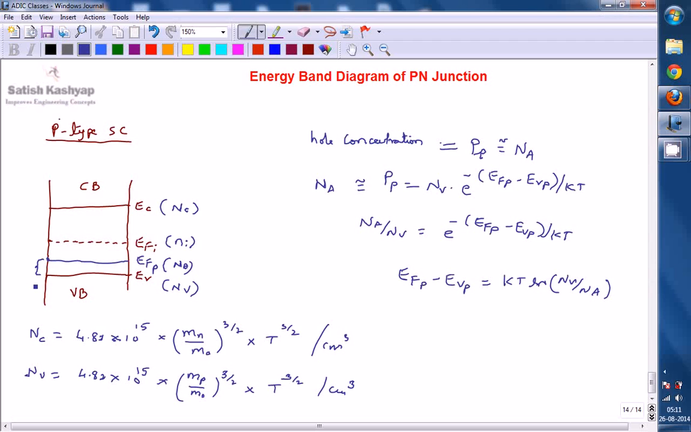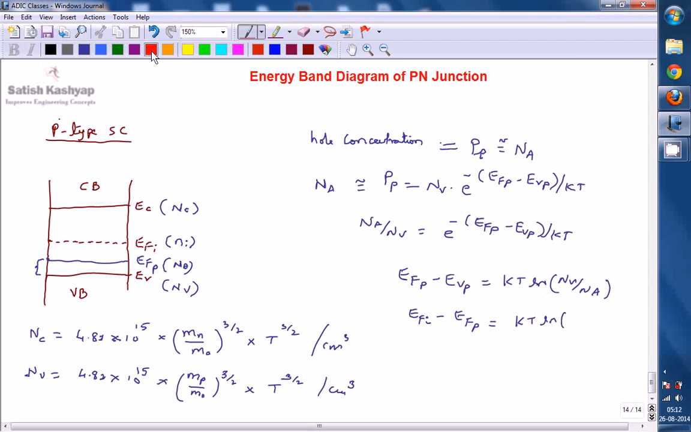Similarly, we can write the relative distance between any other two energy levels like this. We will see the energy difference between EFI minus EFP, that is the relative distance between the intrinsic Fermi level and the Fermi level of p-type. Otherwise, we can also say the relative distance of the Fermi level with respect to the intrinsic Fermi level. So EFI minus EFP can be written as KT natural logarithm.